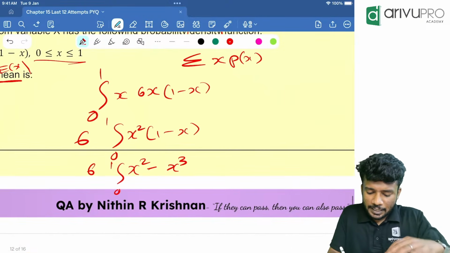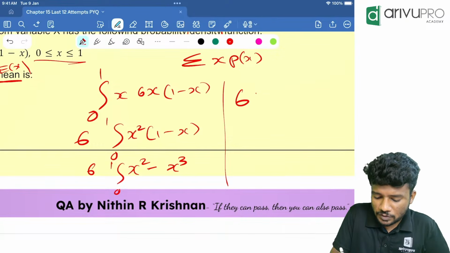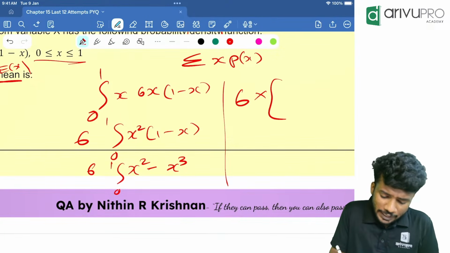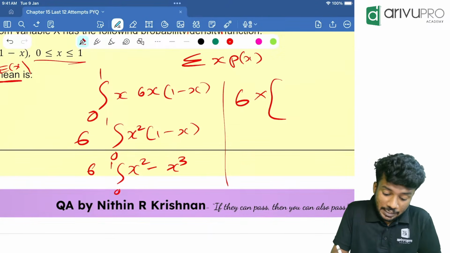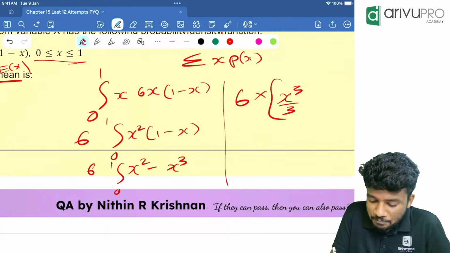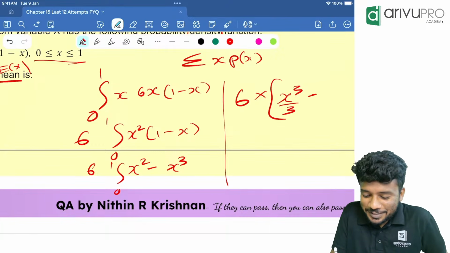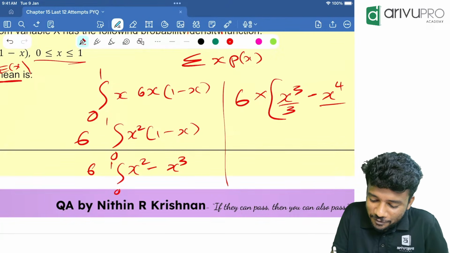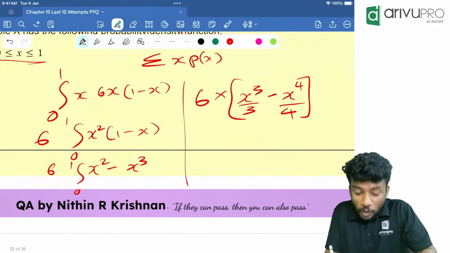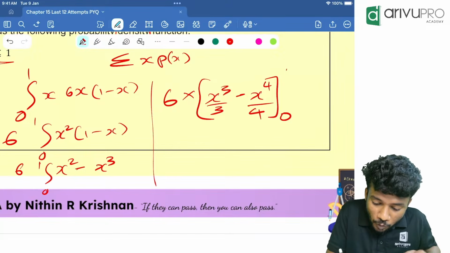Now people, take your integral part, 6 into bracket. Before applying the limit, I will take the integral. Integral of x square is how much? X cube by 3 minus integral of x raised to 3, which is how much? X raised to 4 divided by 4, and the limit is from what to what? Which is from 0 to 1.